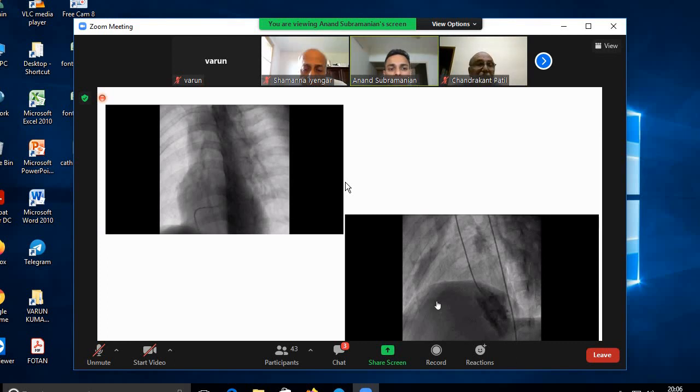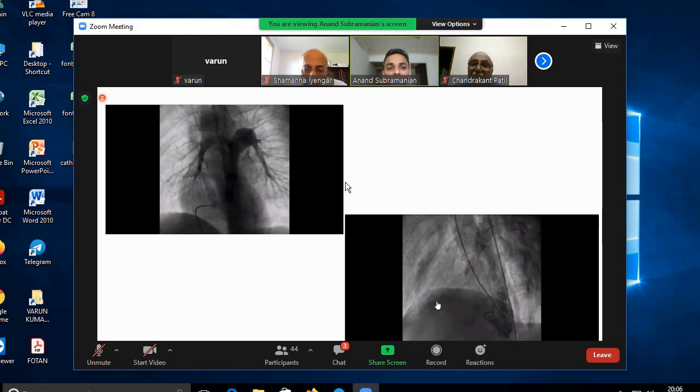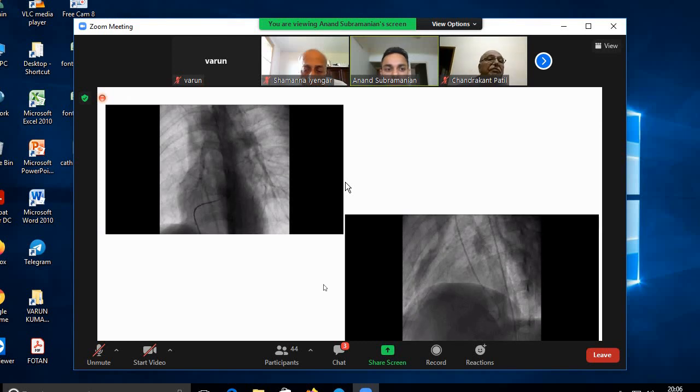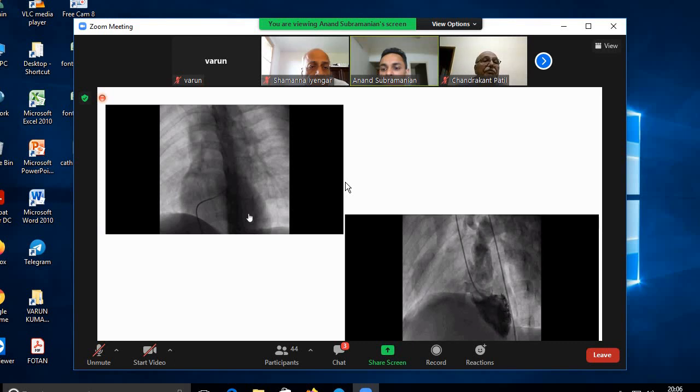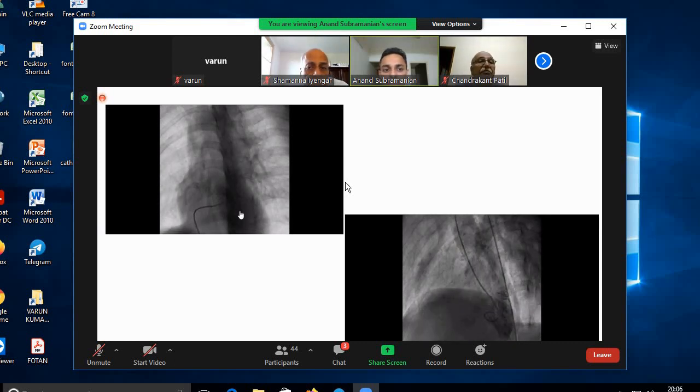So basically in any tetralogy or a VSD PS in an older child, what we need to look at essentially is the branch pulmonary artery anatomy and arborization. So that is the key angiogram. If anyone asks you to do just one angiogram, I think you would just do that. The rest of it is optional because most of the information presently can be obtained on echo.